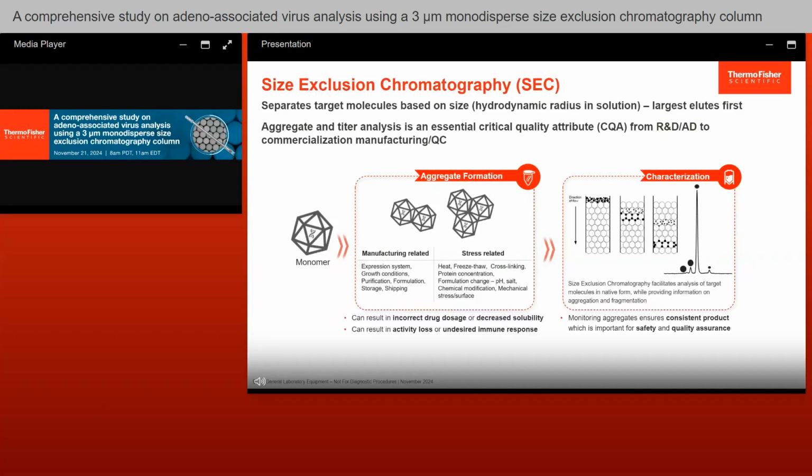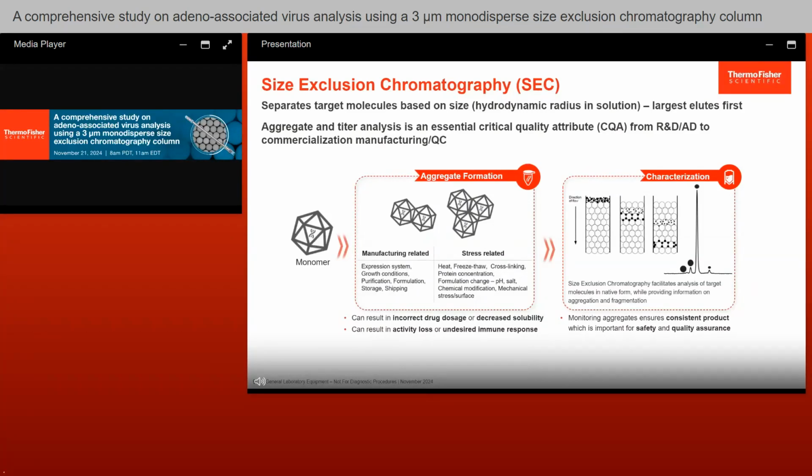As Ashley has introduced this column, one of the major applications is going to be for AAV therapeutics. Most of the audience here should be pretty familiar that SEC separates molecules based on their hydrodynamic radius. If we look at the picture on the right side, if we have a group of samples, the large molecule is going to elute first because most likely it's only going to travel through the interparticle space. A smaller molecule is also going to travel within the inner particle space, which has a longer retention time.